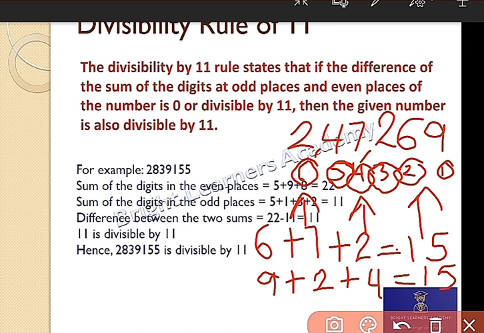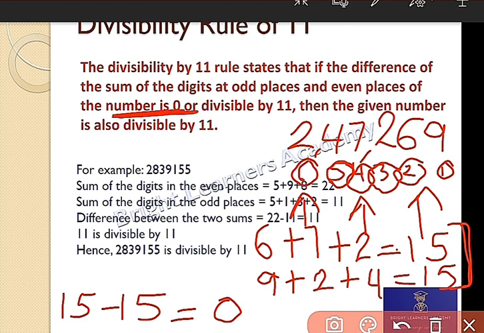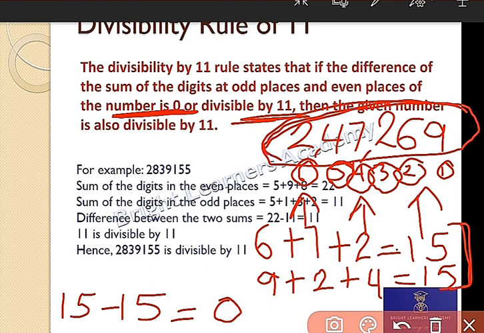Now the third step is to find the difference between these two sums. I have to do 15 minus 15, that is 0. The divisibility rule says if the difference is 0 or a number divisible by 11, then that number is divisible by 11. Here my difference is 0, so I can say that this number is divisible by 11. So you will write, hence 2,47,269 is divisible by 11.